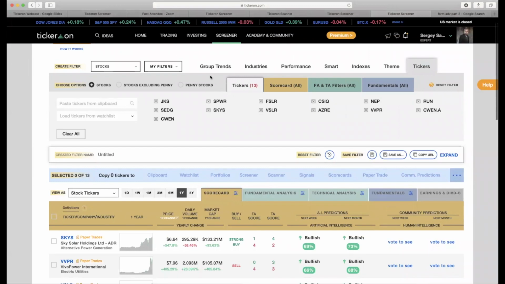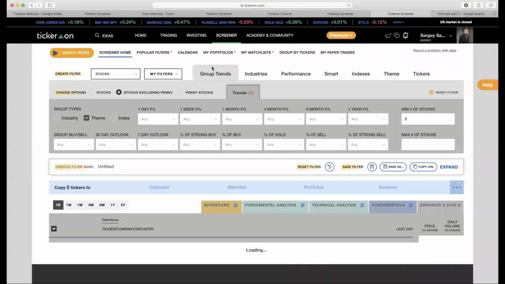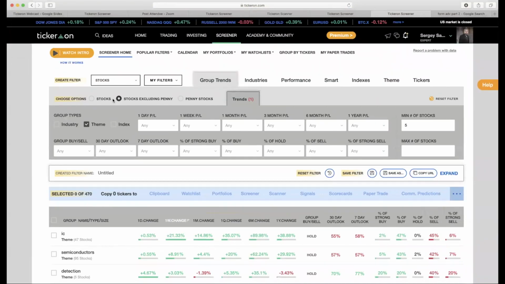And then the best way to do all this is to use group trends. And you have a lot of options here. You can do the 1 week, 1 day, 1 month, 3 months, 6 months, 1 year profit loss. So you don't get any losers. You can do it by group buy and sell. You can do price percentage of the groups. There's a lot of customizable features. And then you can also choose the options here where you have stocks, stocks excluding penny stocks, and then just penny stocks.